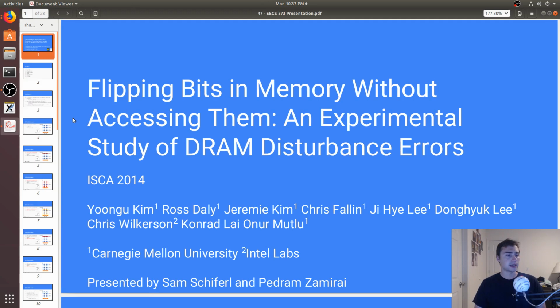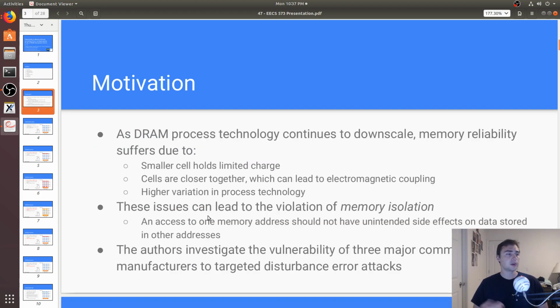This is from Onur Mutlu's group while he was at CMU. The motivation behind this is all about technology scaling. As we make DRAM smaller and smaller, we get some benefits. It's smaller, so we get more density, and it also becomes cheaper. But there are some problems with reliability here.